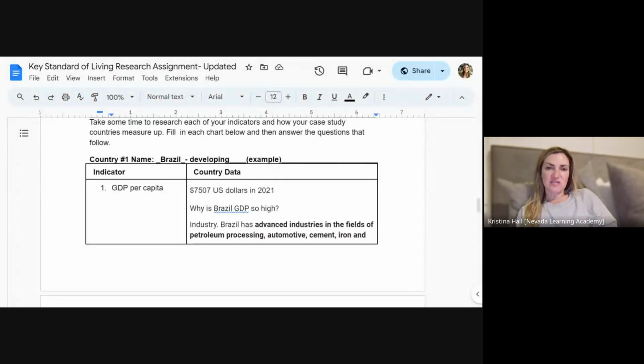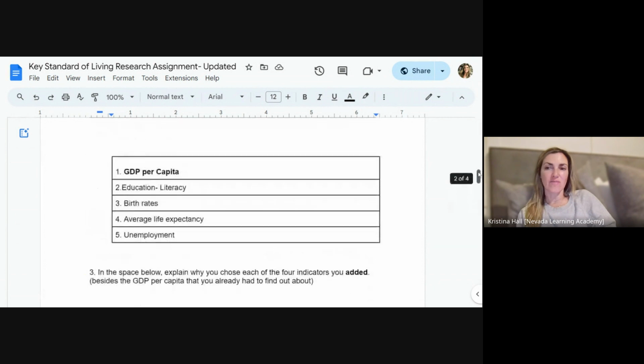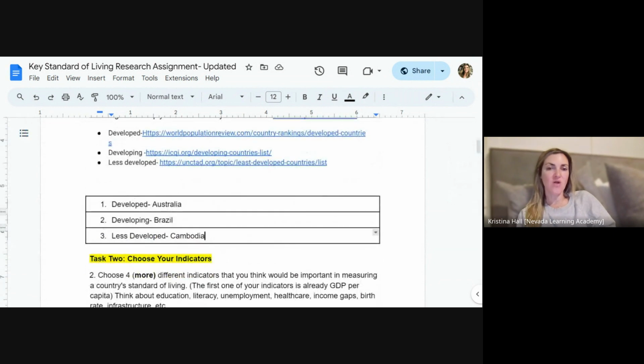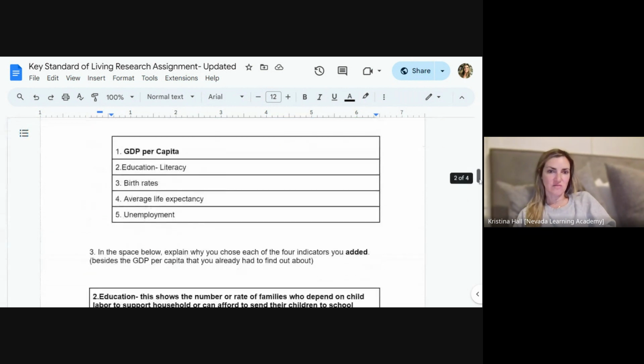So I'm going to do Brazil and put developing. You're welcome to do this with me if you want. This is our developing country, so this would be our example of a mid-range country. Not quite as well off, but not quite in poverty. Somewhere in the middle, rising through it. It has some infrastructure, a decent standard of living, and healthcare, but maybe not universal, maybe not everywhere. It's something that's being worked on.